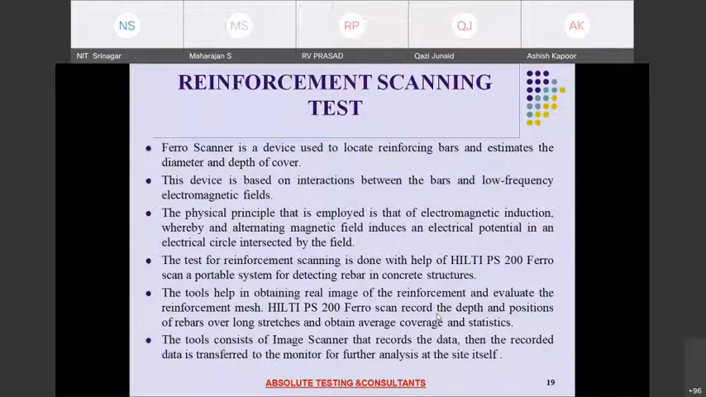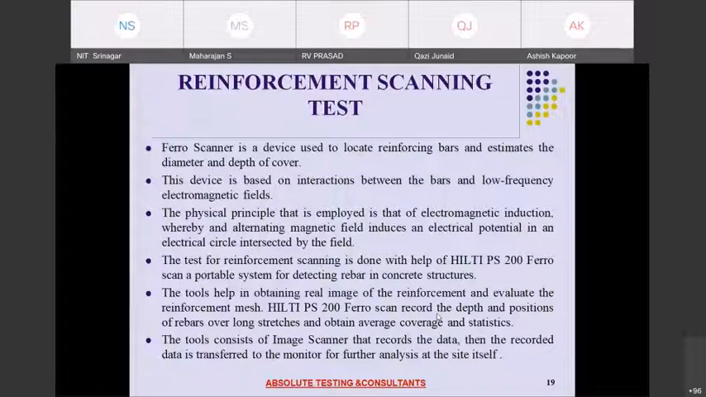The test for the reinforcement scanning is done with the help of an instrument called Hilti PS200. The advanced version is also there, which is the Hilti PS250 ferro scanner, a portable system for detecting rebar in concrete structures. The tools help in obtaining a real image of the reinforcement and evaluating the reinforcement mesh. Hilti PS200 ferroscan can record the depth and position of rebar over long stretches and obtain average coverage and statistics.